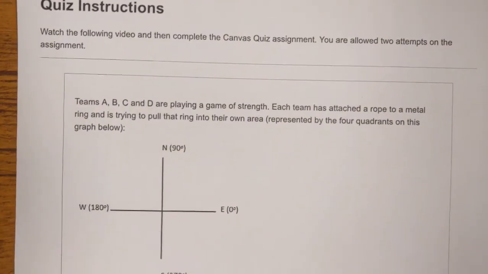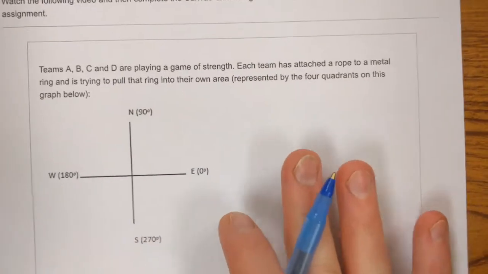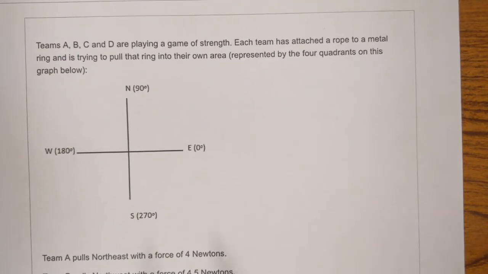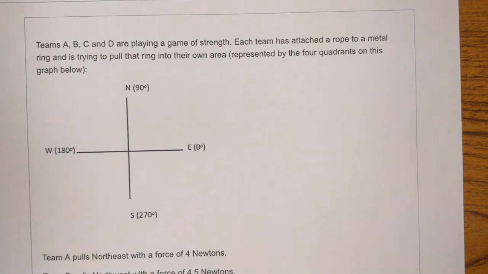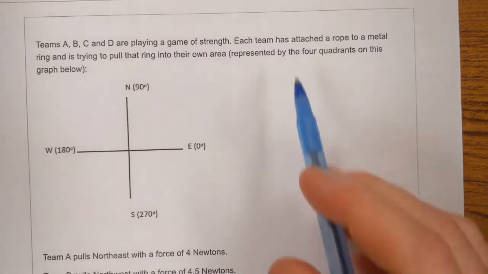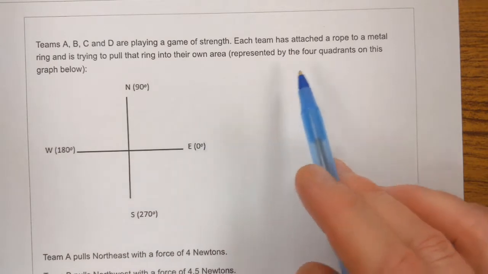In question one, the setup for questions 1 through 5, you have 4 teams playing a game of strength. They're playing a 4-way tug of war, and I've tried to show an example of this during class, so maybe you remember the videos I've shown. Let's look at our 4 teams.